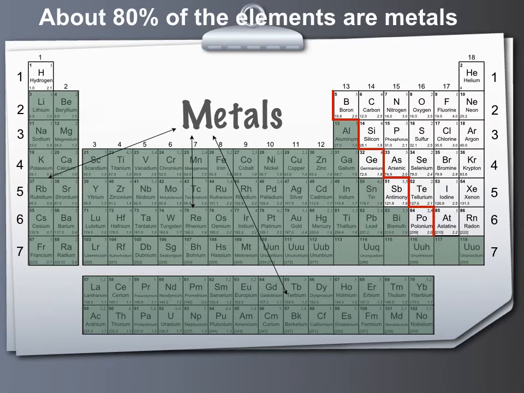The metals make up about 80% of all the elements. All of them that you see here are metals, the ones that are shaded in. The only ones that are not shaded in are hydrogen, the nonmetals, and the metalloids on the staircase.